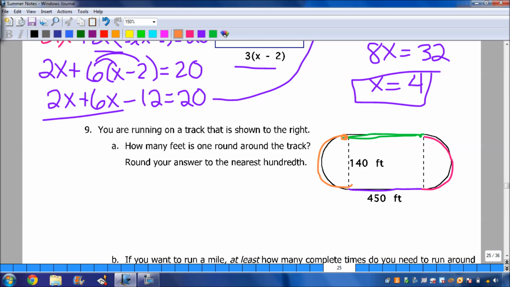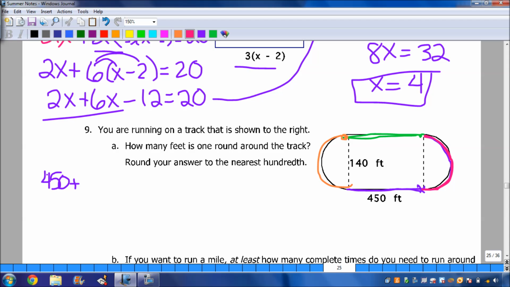So this is easy. The purple part is easy. I know that this is just 450 feet. So that's the first part. Once I hit this part right here though, I now have a circle. So I'm going to do the pink part right here, this circle part right here, and I know that it's only half of a circle.